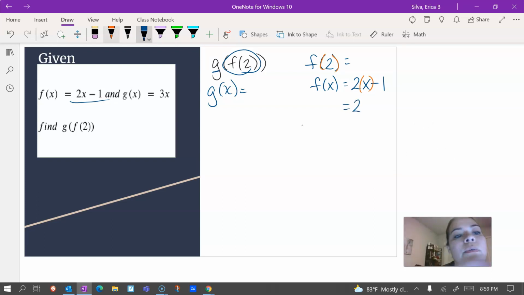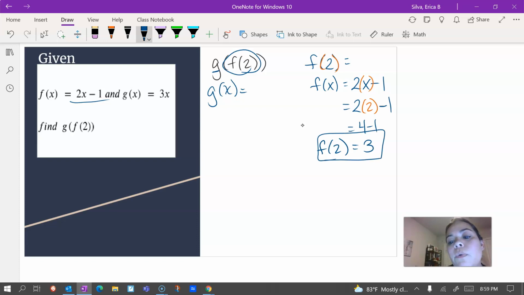We've got 2 times 2 minus 1. 2 times 2 is 4, minus 1 is 3. So f of 2 is equal to 3. So that's the number that we're going to plug in here. So we're actually looking for g of 3, because f of 2 is equal to 3.